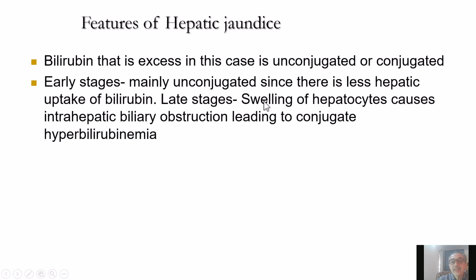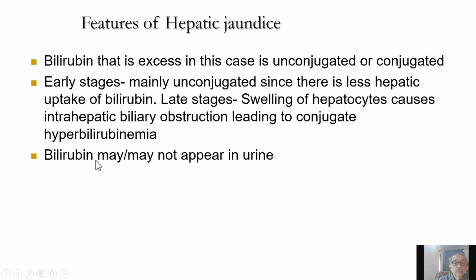In late stages, if the hepatic problem or inflammation becomes more severe, swelling of the hepatocytes causes intrahepatic biliary obstruction. This is intrahepatic, not extrahepatic as we saw in the previous case. This also leads to conjugated hyperbilirubinemia, looking more like obstructive. So initially bilirubin will not appear in urine, it's more like hemolytic. Then it appears.